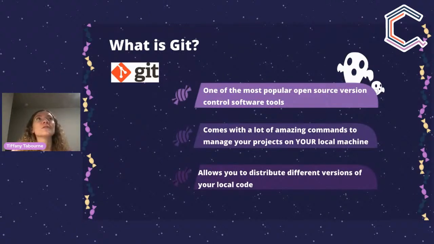It also allows you to distribute and have different versions of your local code. Just like we saw in the doc, it works similarly on your machine. This tool allows you to manage that, look at your history, and go back and look at certain versions of your project.